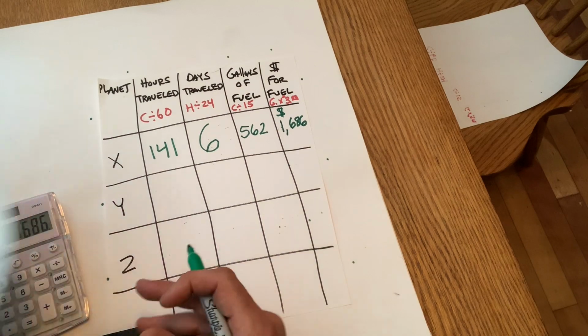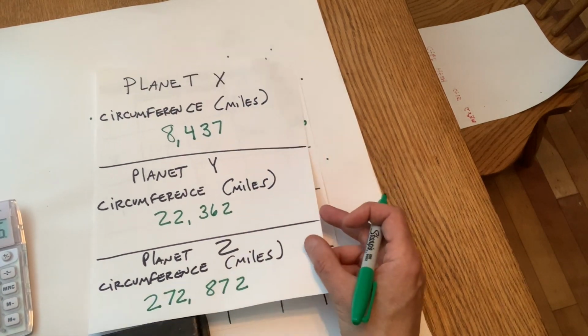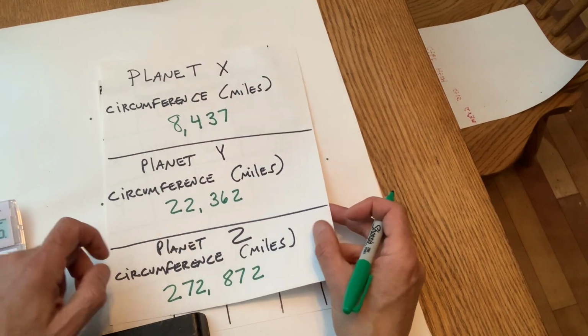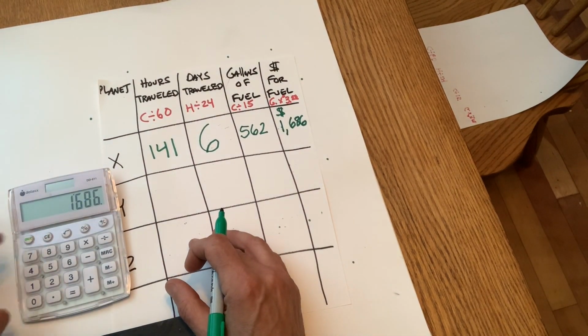I'm going to do another example, a fictitious planet. This is planet Y. Circumference is a little bigger, isn't it? 22,362. Well, all right, how many hours is that going to take to travel that distance?